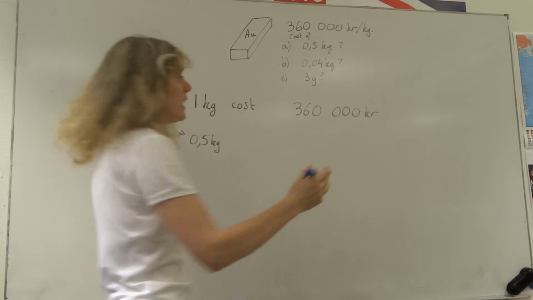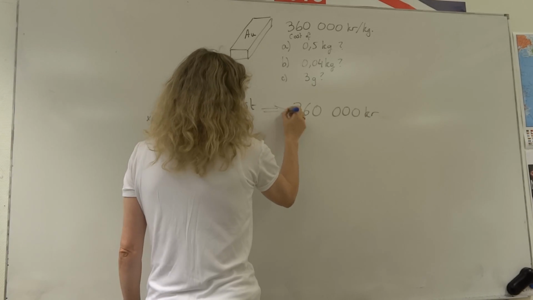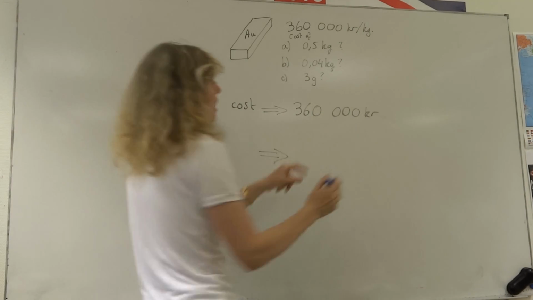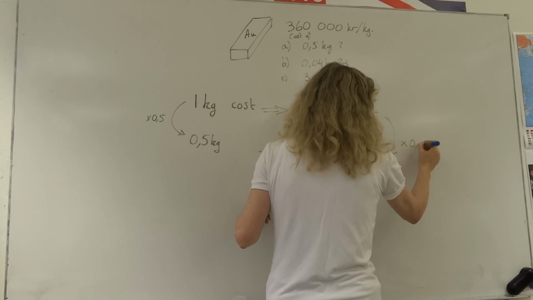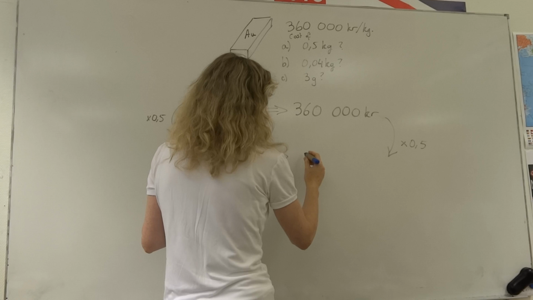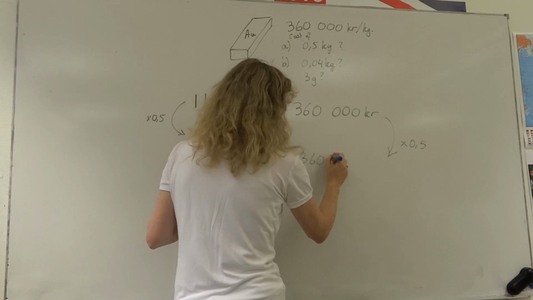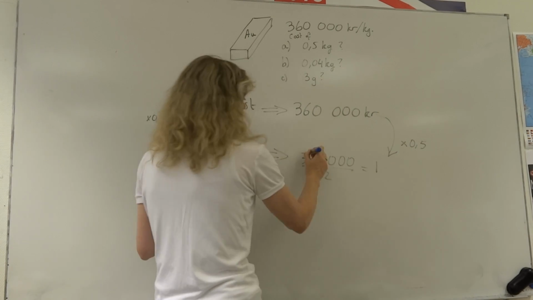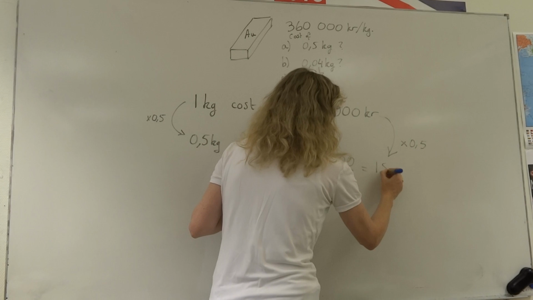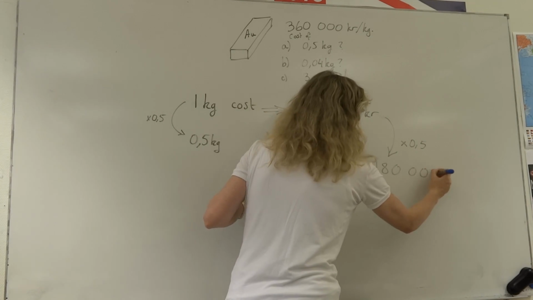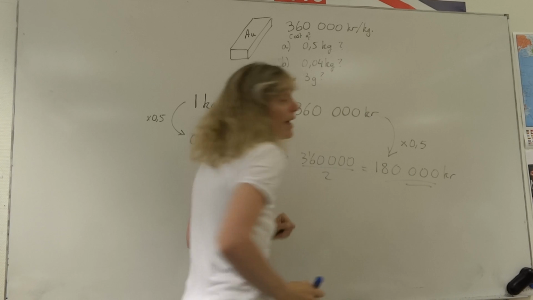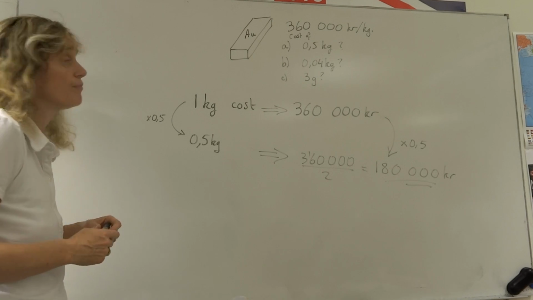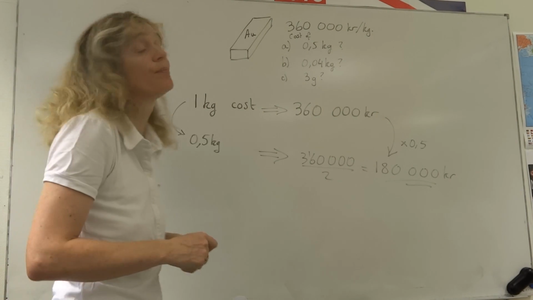So the cost of half a kilo would be exactly the same thing. If we multiply this side of the equation by a half, we multiply this side of the equation by a half. So we would get 360,000 divided by 2. 2's into 3 1 time, 1 left over. 2's into 16 8 times. And then we'd have all the other remaining zeros. So we'd get that the cost of half a kilo was 180,000 kronas. So that's the answer quite easily to A.